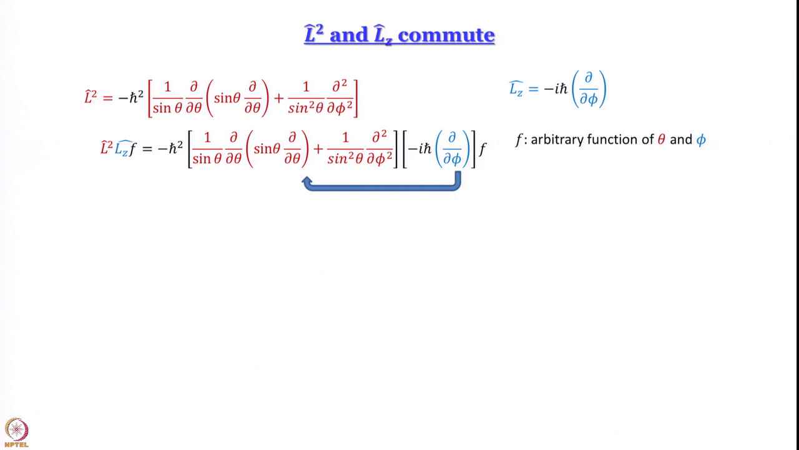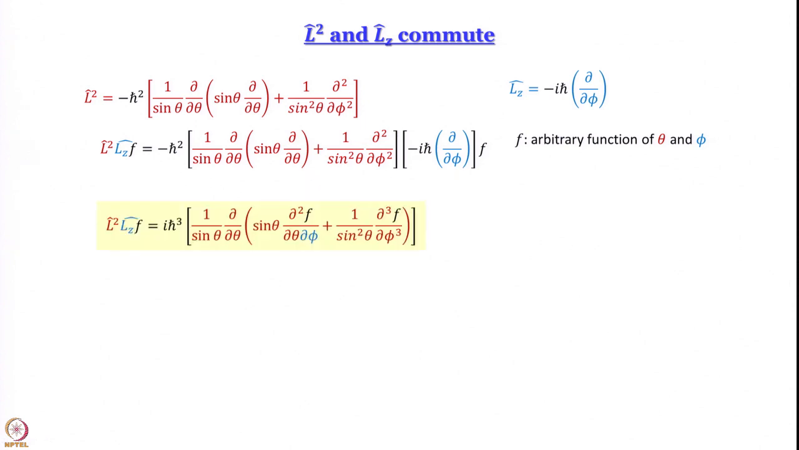And what about the first term? Here I have del f del phi, I have to differentiate it with respect to theta. So, here I am going to get del 2 f del theta del phi. Okay? So, this is what I will get. L square operating on Lz f gives me i h cube multiplied by 1 by sin theta del del theta of sin theta del 2 f del theta del phi, plus 1 by sin square theta del 3 f del phi 3.